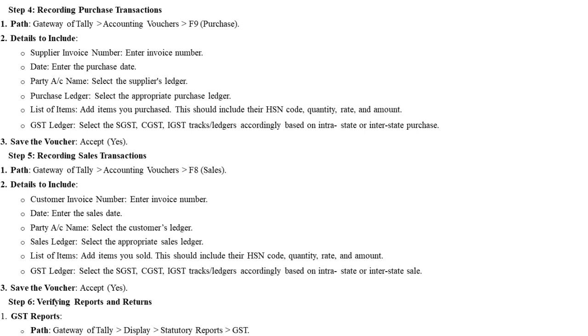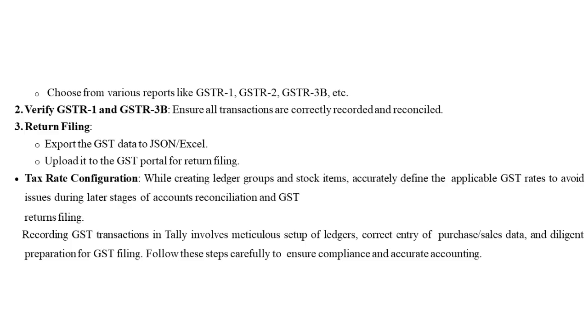Step 6. Verifying reports and returns. 1. GST reports. Path: Gateway of Tally, Display, Statutory Reports, GST. Choose from various reports like GSTR1, GSTR2, GSTR3B, etc. 2. Verify GSTR1 and GSTR3B. Ensure all transactions are correctly recorded and reconciled. 3. Return filing. Export the GST data to JSON or Excel. Upload it to the GST portal for return filing.